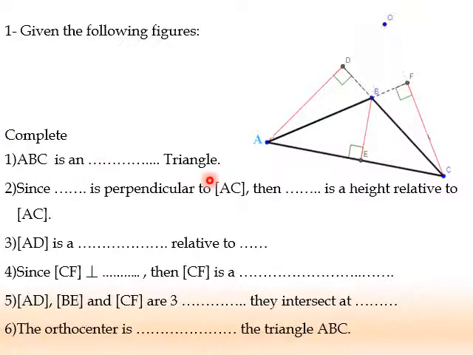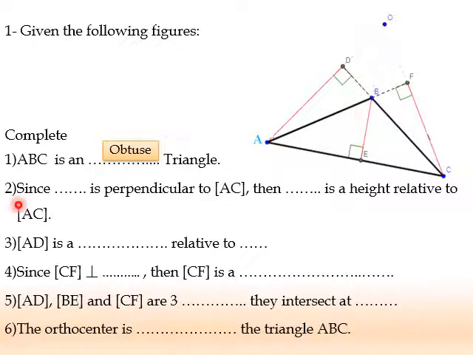ABC is a blank triangle. What's the type of the triangle? Here, BAC is an acute angle. CBA is also an acute angle. ABC is an obtuse angle. Since it has an obtuse angle, so directly I can say that ABC is an obtuse triangle.